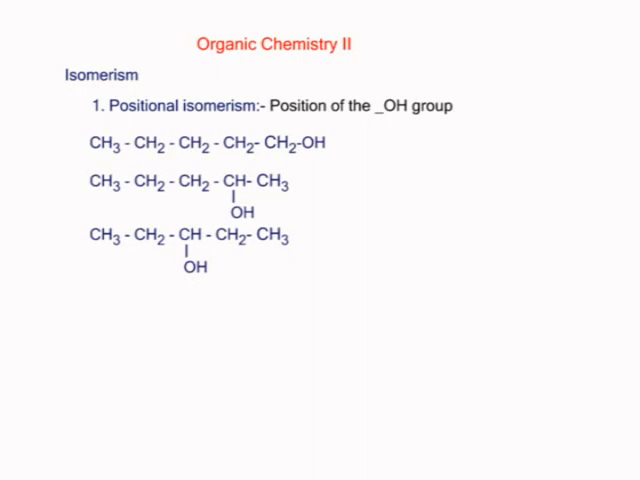carbon number 1, and that structure is pent-1-ol. Another isomer, you can have the OH group on carbon number 2, and there we shall have pent-2-ol. When we have the OH group on carbon number 3, we shall have pent-3-ol. Now, can you tell me why it is not possible to have pent-4-ol? Why is it not possible to have pent-4-ol?